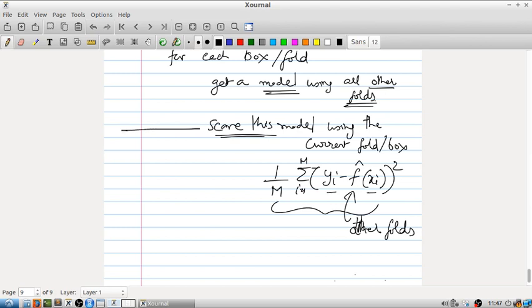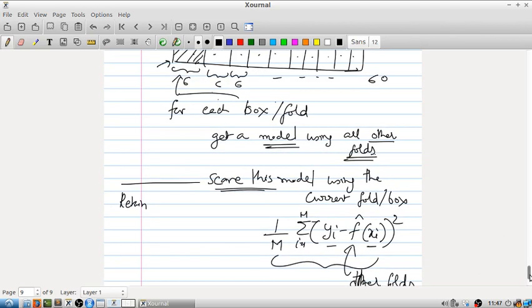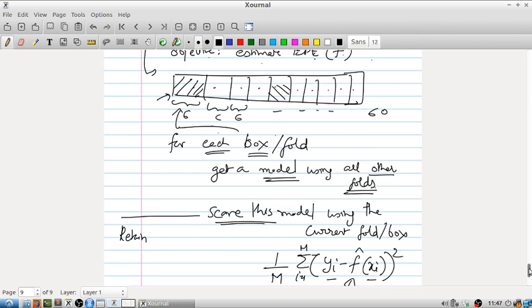So you remember the score. Now you do the same procedure for each different box. In turn, you change the box on which you want to score. So let's say now I chose this box to be my current box under consideration, then I'll use all the other boxes to build another model. That model need not be the same as the model that I built when I fixed the first box, okay?